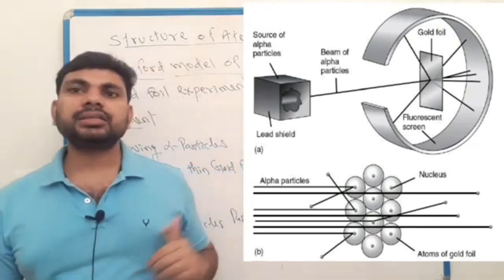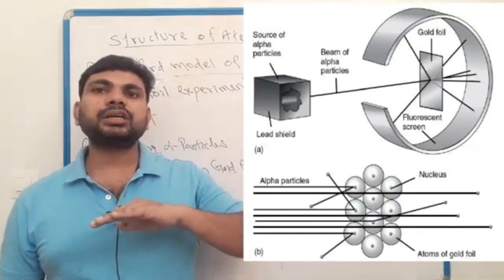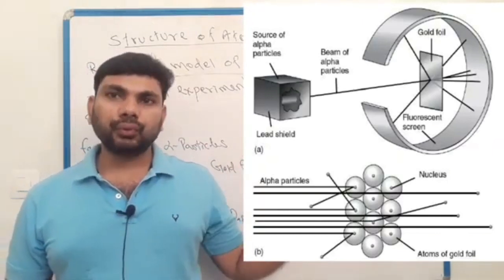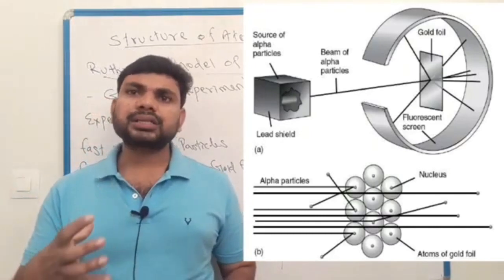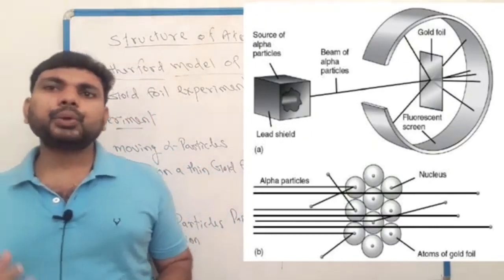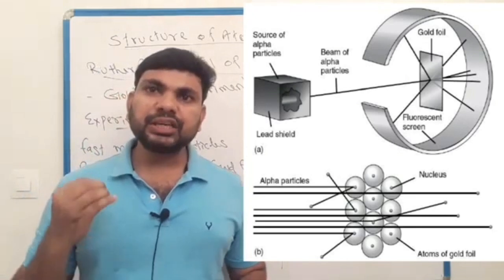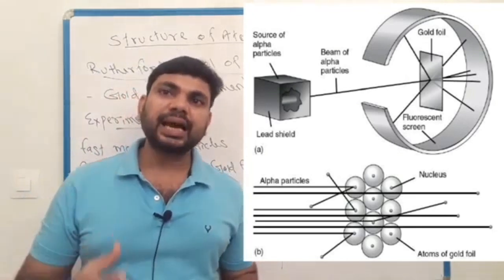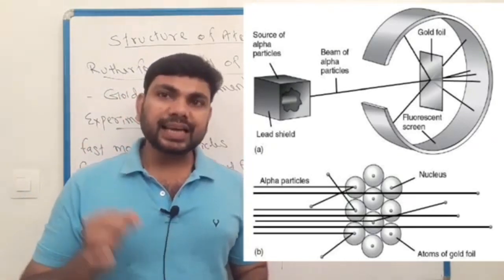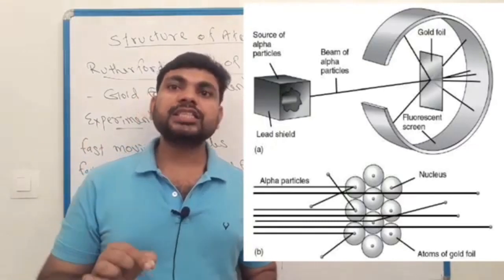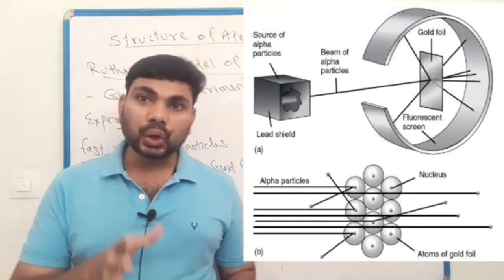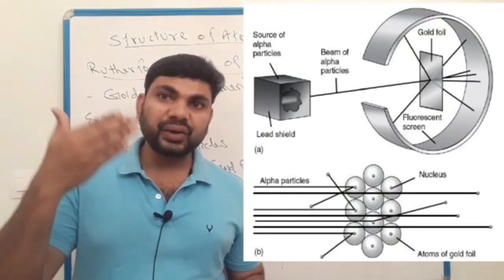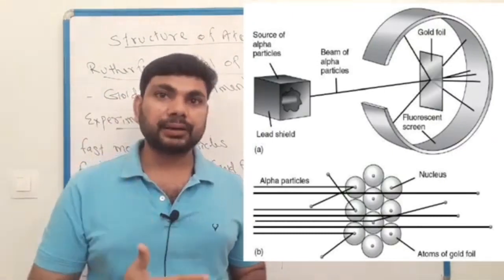You can see in this picture, alpha particles hit the gold foil. He selected alpha particles for this experiment because positively charged alpha particles have higher energy. Also he selected gold foil because he wanted a very thin metal layer.